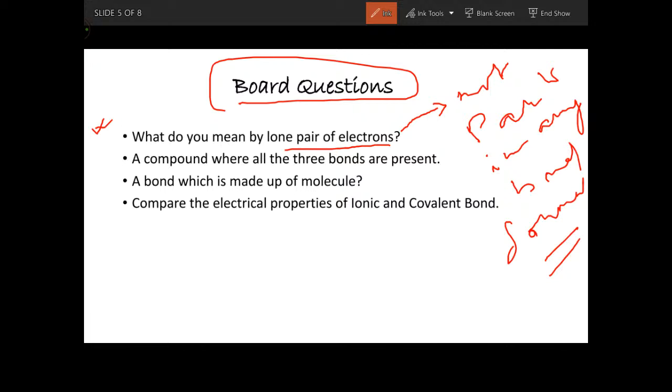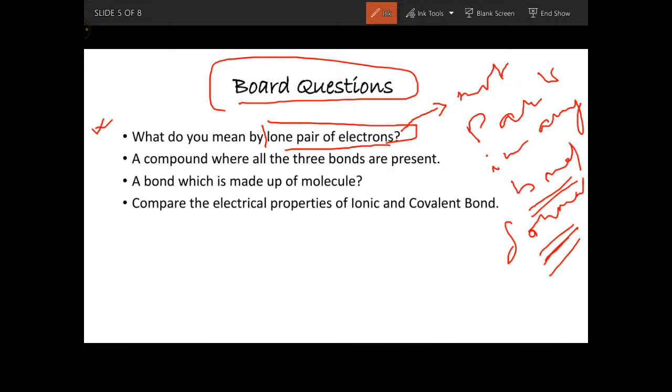So lone pair of electrons means that pair of electrons which are not participating in any bond formation. Am I clear? Once again, lone pair of electrons means those electrons which are not participating in any bond formation. You can note it down afterwards.